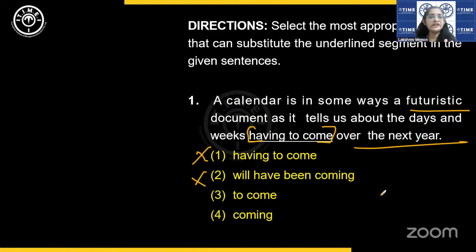That is a common idiomatic expression. We often see in news articles in the days to come or in the years to come, right? To come there means in the future. And we can say the coming year. So that may have been a little confusing, but we do not say the days and weeks coming over the next year. That doesn't make sense, right? In the coming days, in the coming few days would have been okay. So the correct answer is option 3.